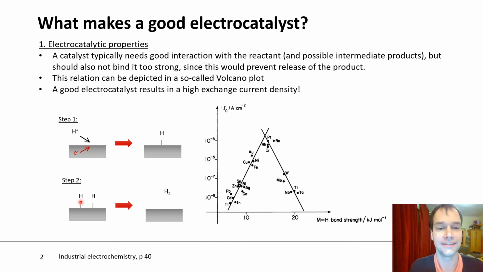So that is obviously very catalyst dependent. It also strongly depends on the reaction and on the intermediate. So platinum is a good catalyst for hydrogen evolution, but that does not necessarily make it a good electrocatalyst for all reactions.